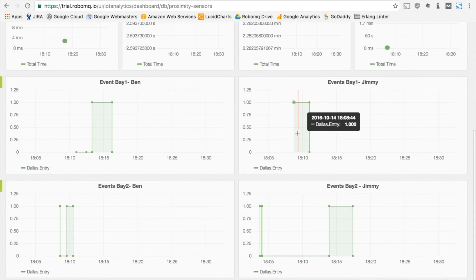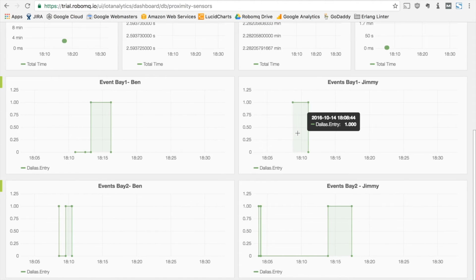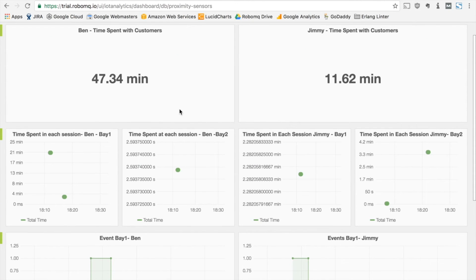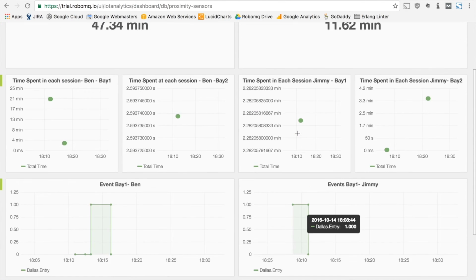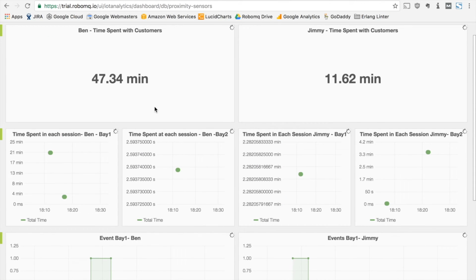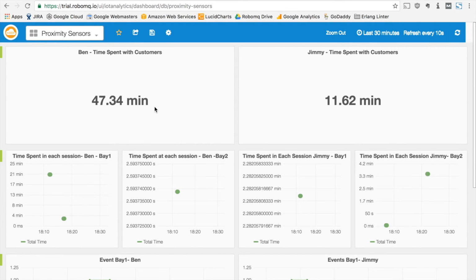So these are some of the graphs I can visualize of people entering any specific room or any service-oriented place that they need to be in for a specific time period. As you can see, Ben spent a little more time with table 1 than Jimmy. This could translate to a higher satisfaction rate from customers.